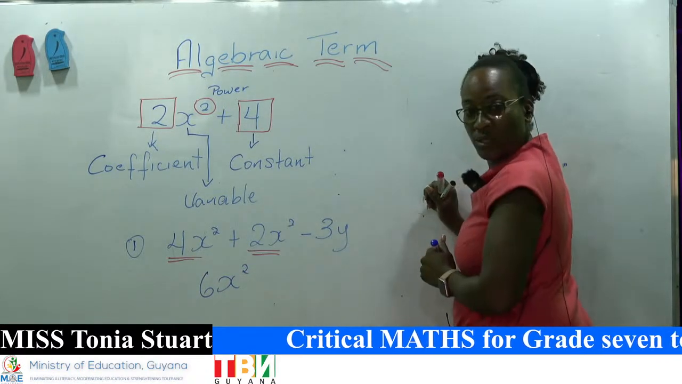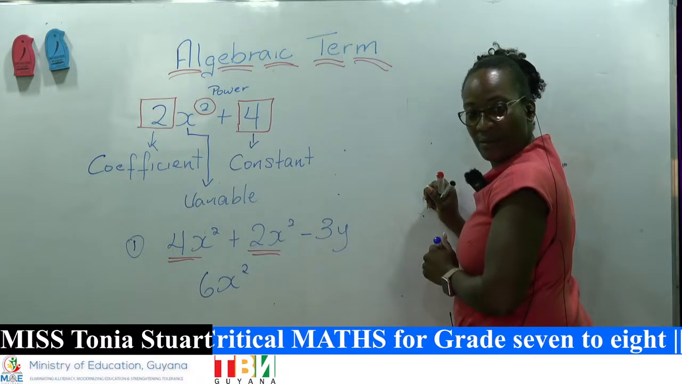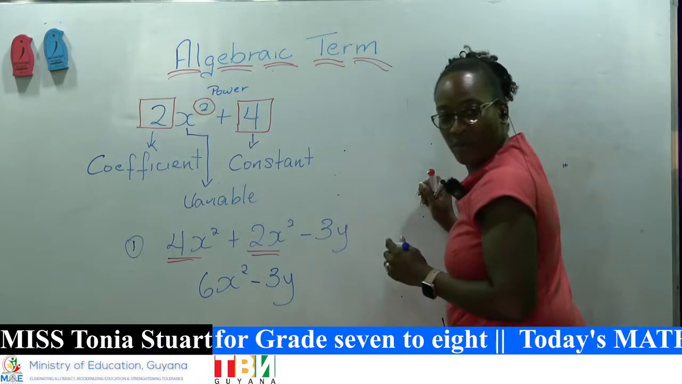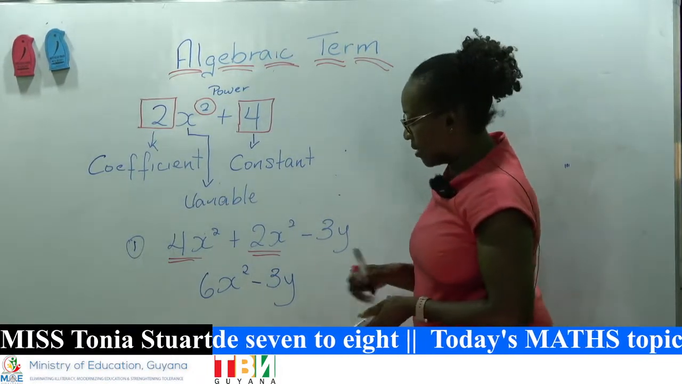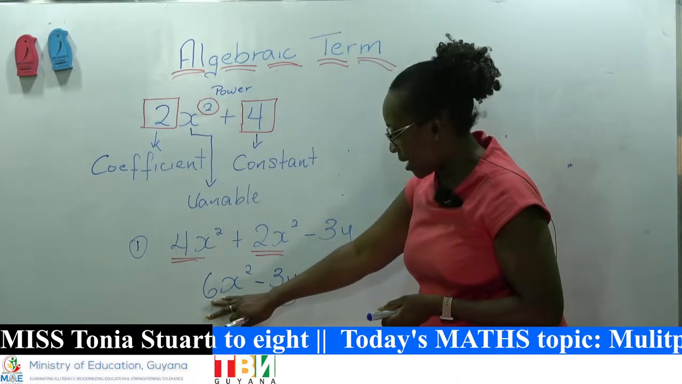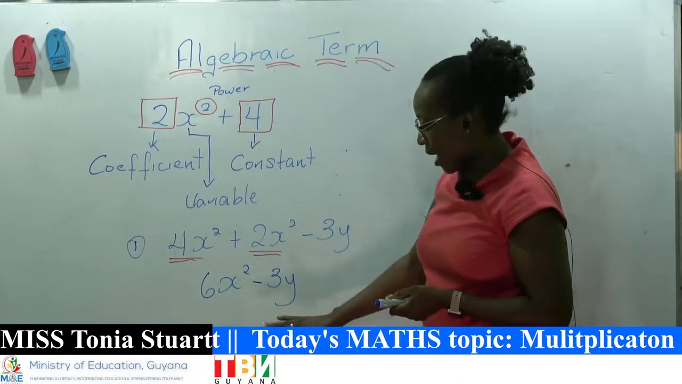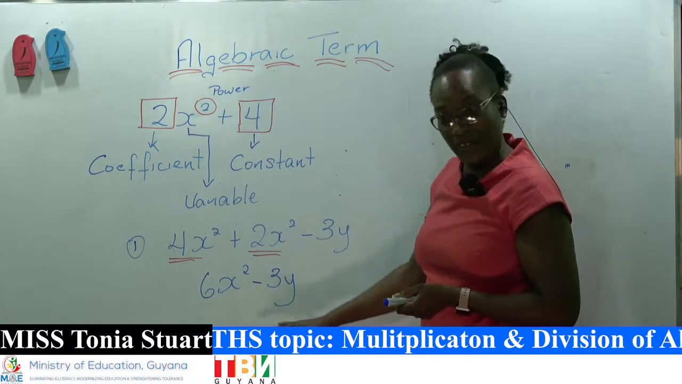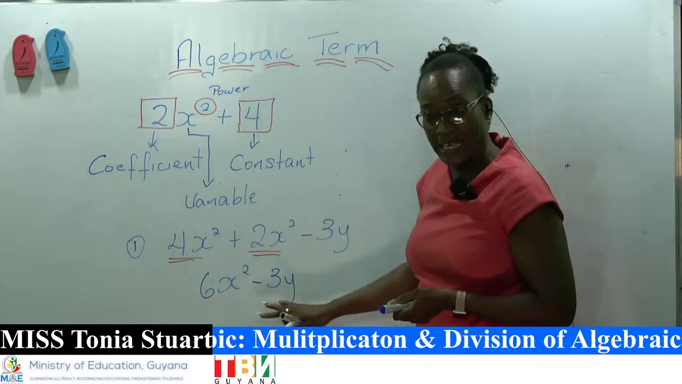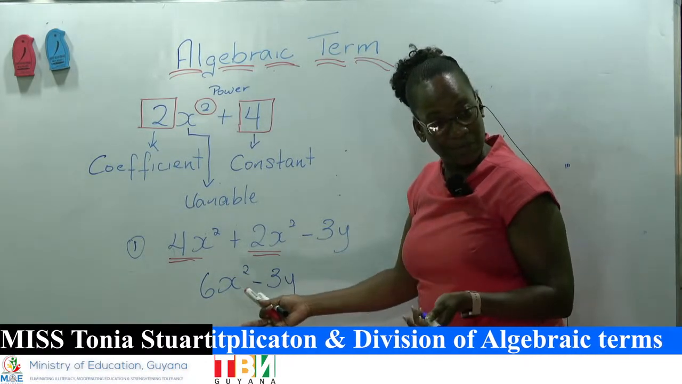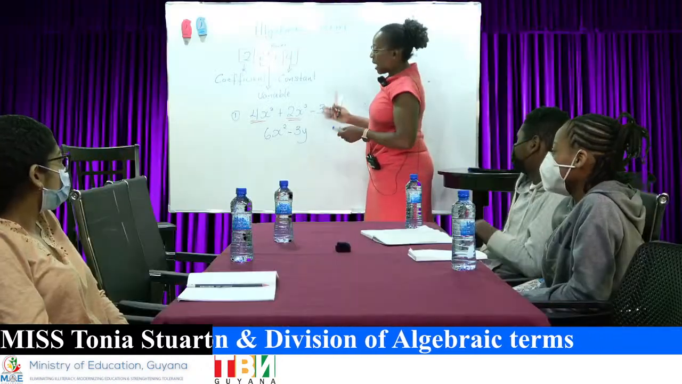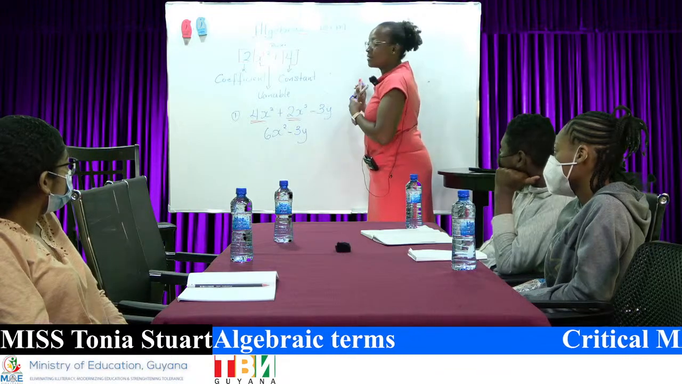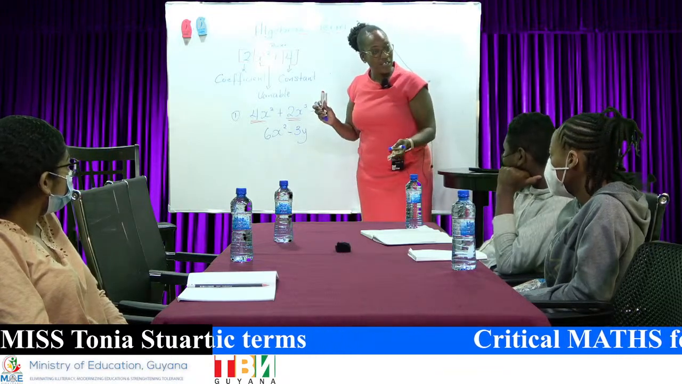What do we do with the 3y? We just put it back. Why? Because it's a different term, right? So maybe we have 6 hexagons here or something, and we have 3 yams. We cannot add or subtract the yams from the hexagons or something like that, right? So that is just for recap purposes, and that is what we did. That is your previous knowledge, right?